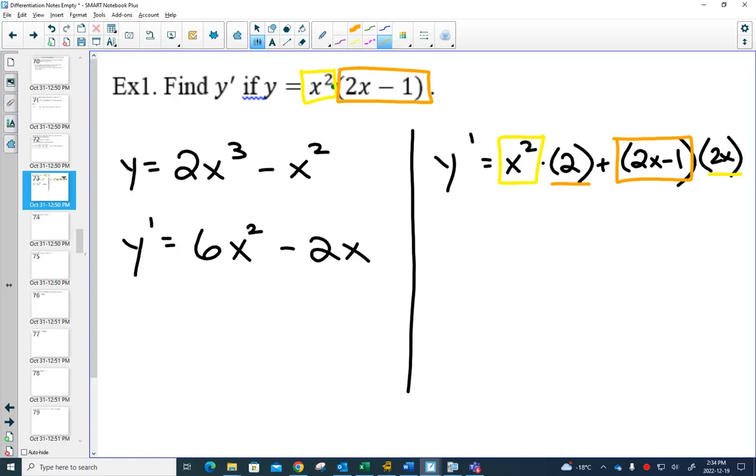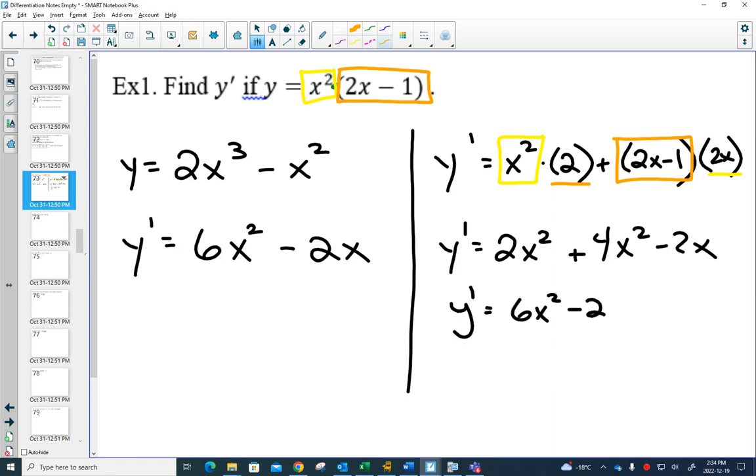Now if I simplify this, I would get 2x squared, distribute here, plus 4x squared minus 2x. They simplify to exactly the same thing. So now you have choice. Simplify first, then do the derivative, or derivative first and simplify afterwards.